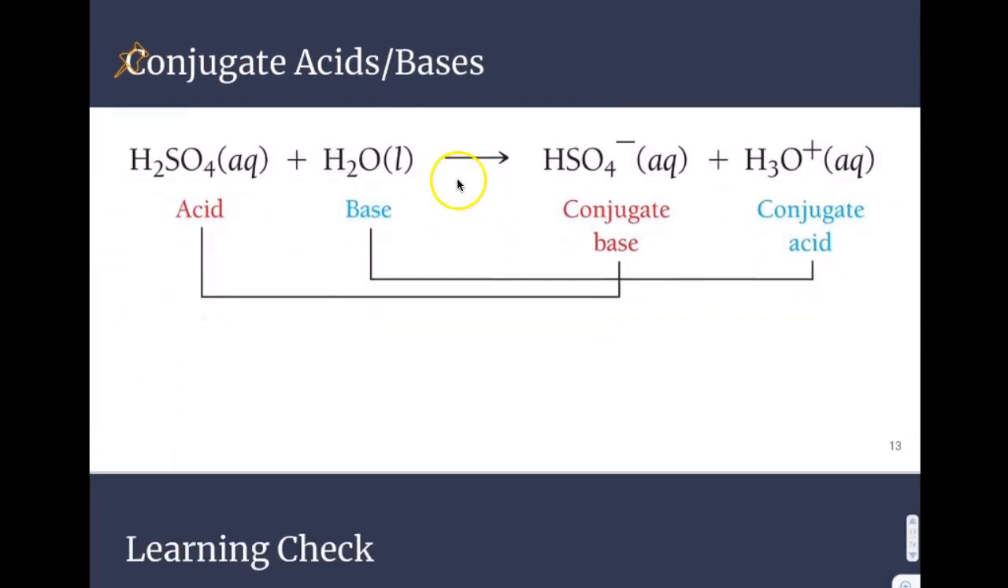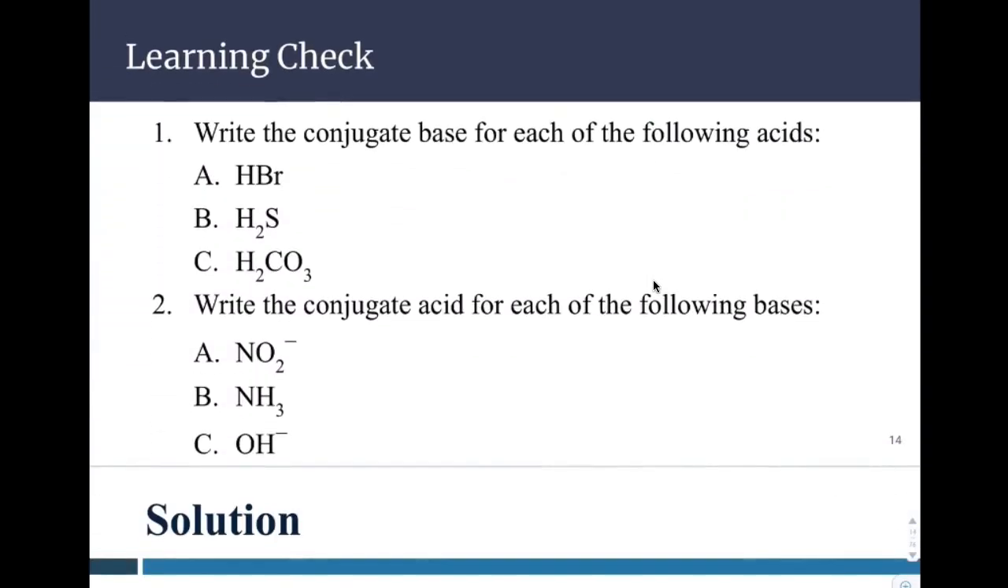Here's another example. You can see going from left to right, you have this hydrogen being donated, making bisulfate and hydronium. In reverse, and this should be reversible, we have the hydrogen being donated from the hydronium to make water. And so this is acting as the acid in reverse, so we call it the conjugate acid, versus this acid acting as the base in reverse, so we call it the conjugate base. So do a quick pause and try to write conjugate acids and bases for these.